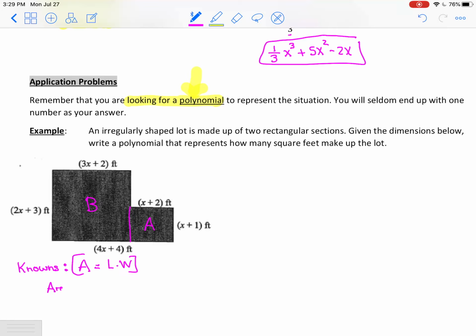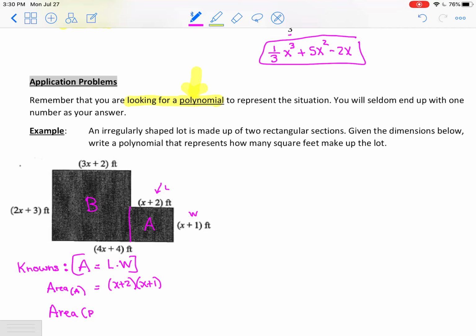So my area of A, if we know that it's length times width, right? Here would be my length. Let's do that. Here would be my width. Okay, so that's going to be x plus 2 times x plus 1.